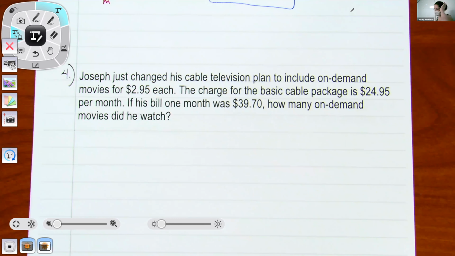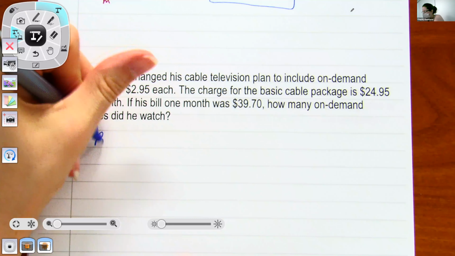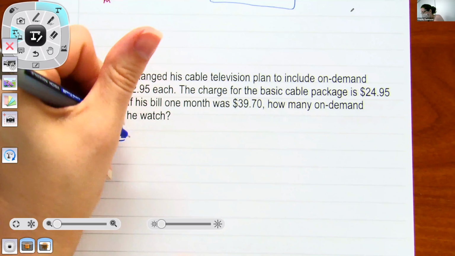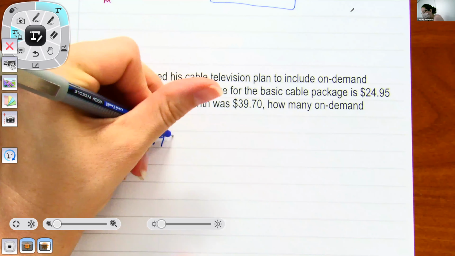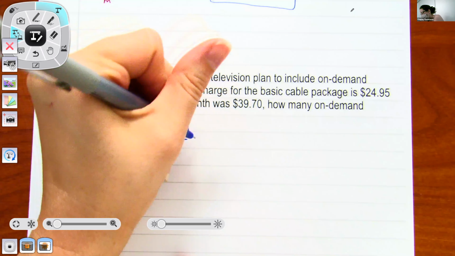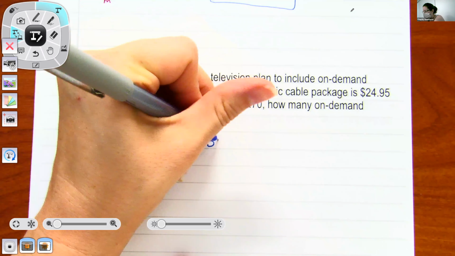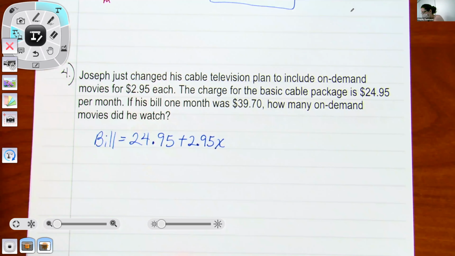All right. Number 4 says, Joseph just changed his cable television plan to include on-demand movies for $2.95 each. The charge for the basic cable package is $24.95 per month. If his bill 1 month was $39.70, how many on-demand movies did he watch? Okay, so his bill is equal to $24.95 plus $2.95 times the number of movies that he gets. So that's X. So X is the number of movies.